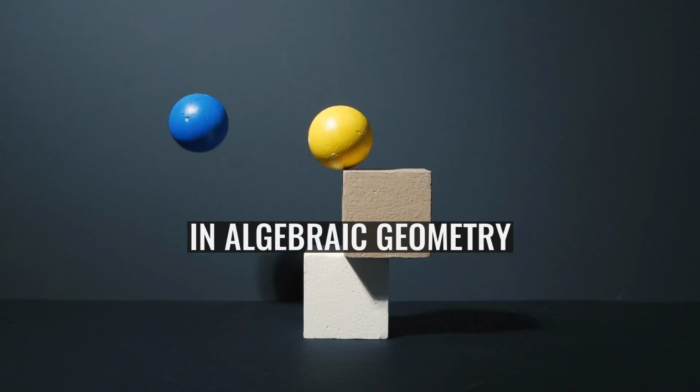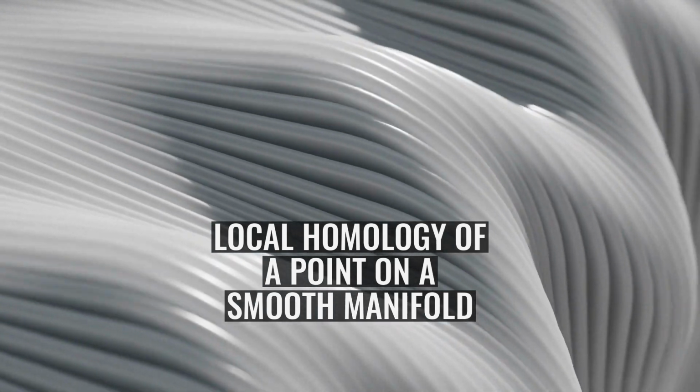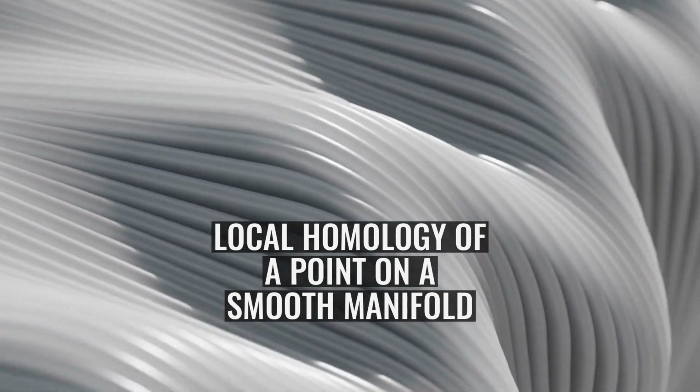In algebraic geometry. Note the previous construction can be proven in algebraic geometry using the affine cone of a projective variety X using local cohomology. Local homology of a point on a smooth manifold. Another computation for local homology can be computed on a point p of a manifold M.